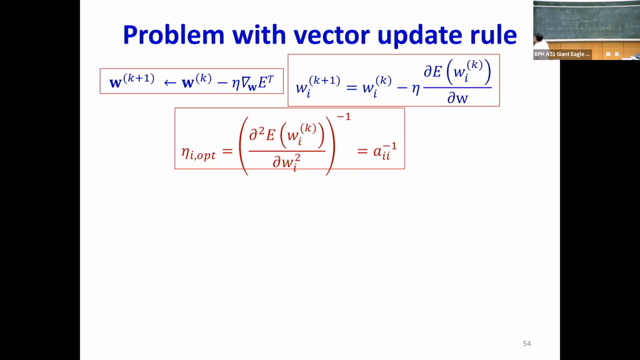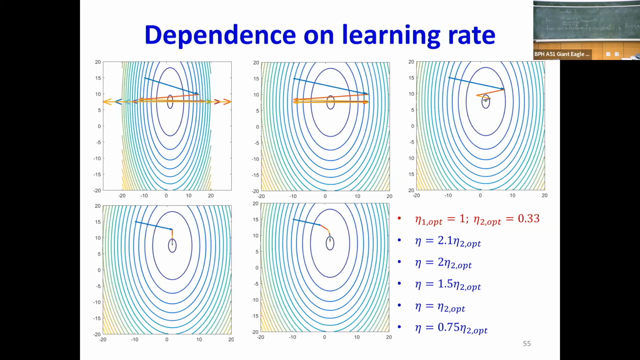Here's what can happen, right? I have this case where I have a function of two variables, a quadratic. And you can see that these are ellipses. The two variables have different eccentricities, right? The optimal step size for the first component, x1, is 1 in my example. The optimal step size for x2 is 0.33 in my example, okay?